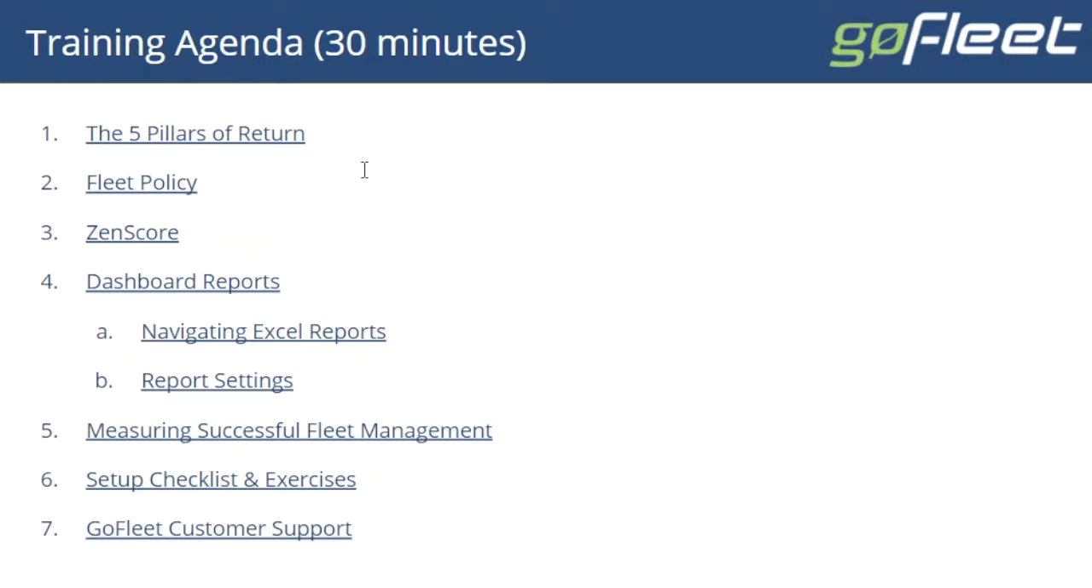Now, the training agenda includes going over the 5 pillars of return, a fleet policy that you can communicate to your drivers as the first step to ensuring that your fleet is running efficiently. Then we will be going over ZenScore as seen on your dashboard as an admin. Then we will be showing you how to utilize the dashboard reports and change report settings. I will then summarize what you can do in order to ensure you're successful in managing your fleet.